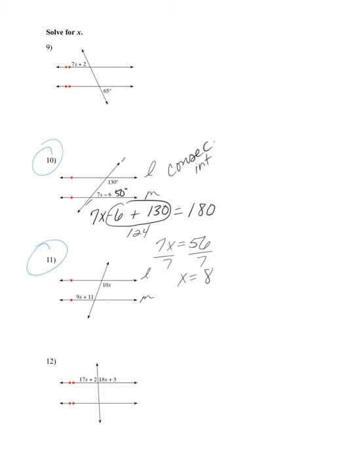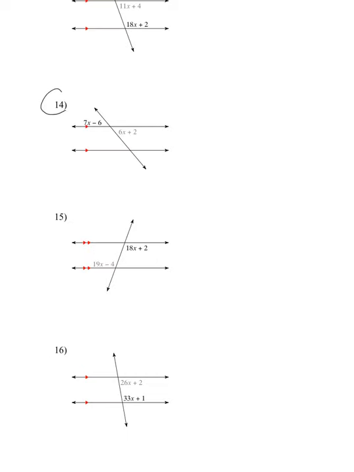11, I have a parallel line L. Opposite interior. We're going to go with alternate interior. So since they're alternate interior, what do I know about this degree and this degree? The same. They're the same, they have to be congruent. And since they're the same, I can set them equal to each other and solve for x. 14.